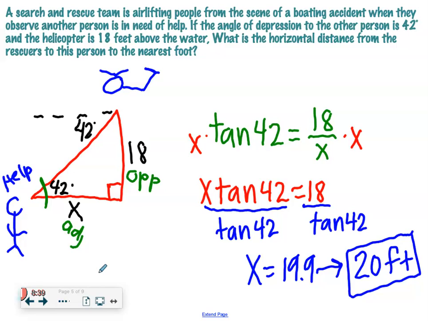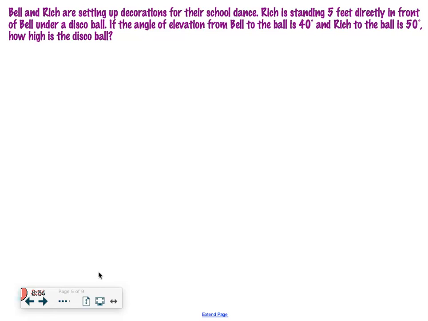Okay, disclaimer, this next problem is like a stage 2 problem. The next problem's like stage 5. It's kind of hard. So just bear with me if you get kind of lost. It says, Belle and Rich are setting up decorations for their school dance. Rich is standing 5 feet directly in front of Belle under a disco ball. The angle of elevation from Belle to the ball is 40 degrees, and Rich to the ball is 50 degrees. How high is the disco ball?